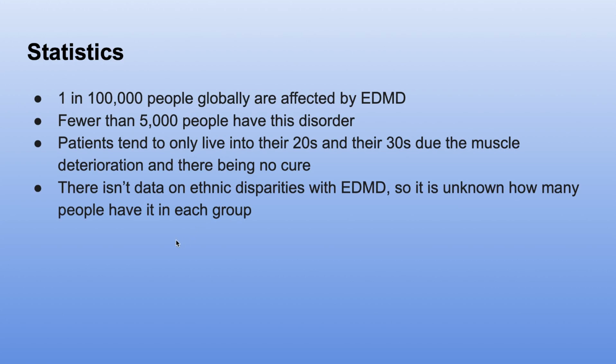For statistics, only 1 in 100,000 people globally are affected by this disorder and have been confirmed diagnosed with Emery-Dreifuss muscular dystrophy, but fewer than 5,000 people have this disorder, meaning it's not common and it's a rare disorder that only affects a few. Patients only tend to live until their 20s and 30s because this disorder causes their muscles to deteriorate rapidly, and there's no cure to stop or reverse it, so they only live into a quarter of their life before they pass away, so they don't have the option to grow older until they're of old age.